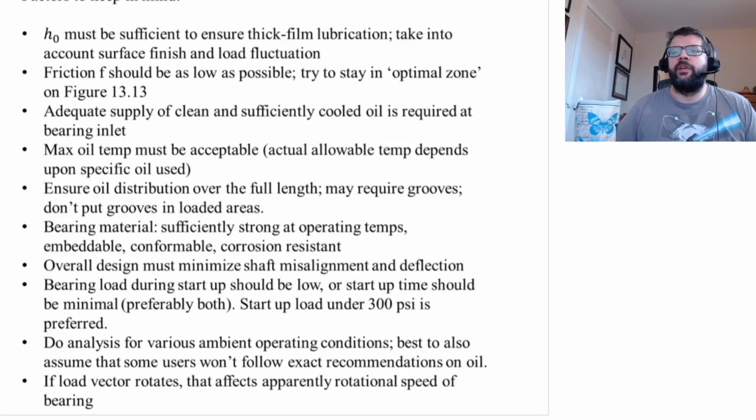The bearing material itself, again, needs to be strong enough, but embeddable. Again, when little bits of debris arise, we want them to be able to drive into the material. That's why we tend to use Babbitt. So embeddable, conformable, corrosion resistant is important. We don't want this thing to be rusting over time. And generally speaking, we want to be minimizing shaft misalignment and deflection.